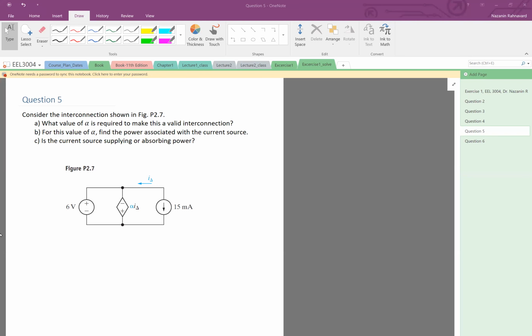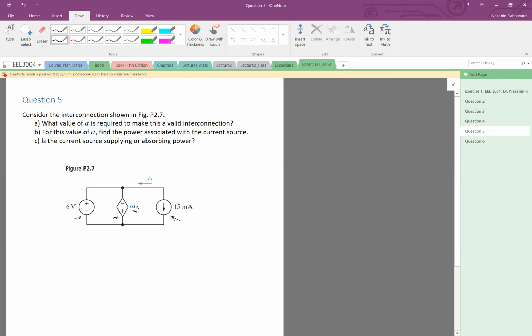Question 5. Consider the interconnection shown in this figure and what value of alpha is required to make this a valid interconnection. Very good. As you see, we have an independent voltage source, an independent current source, and a dependent voltage source. But this voltage source is depending on a current.